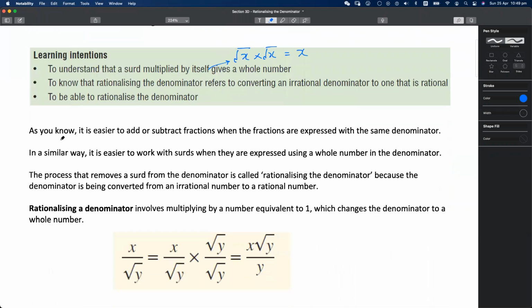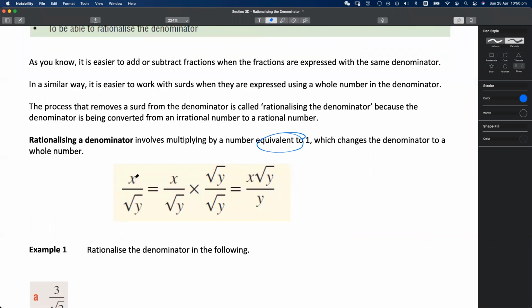All right, some background information. As you know, it is easier to add or subtract fractions when the fractions are expressed with the same denominator. In a similar way, it is easier to work with surds when they are expressed using a whole number in the denominator. The process that removes the surd from the denominator is called rationalizing the denominator, because the denominator is being converted from an irrational number to a rational number. Rationalizing a denominator involves multiplying by a number equivalent to 1, which changes the denominator to a whole number.